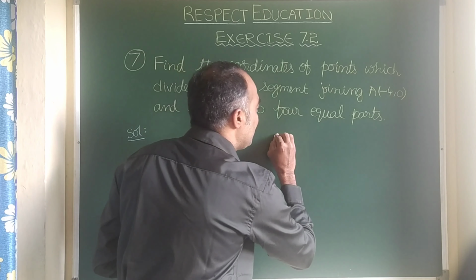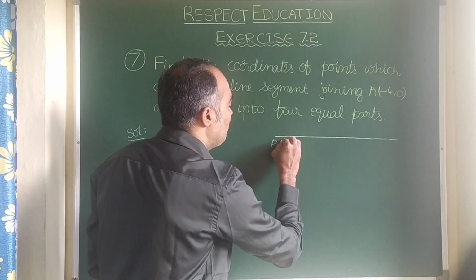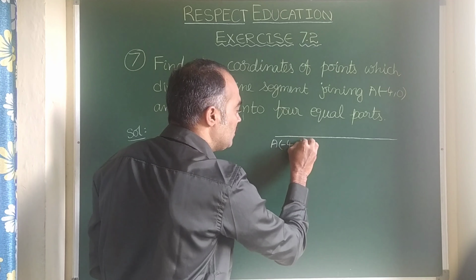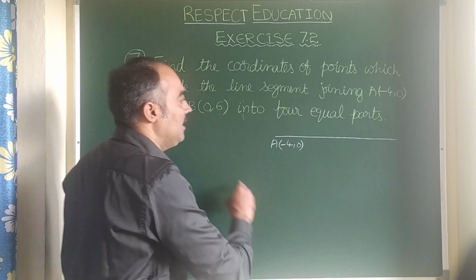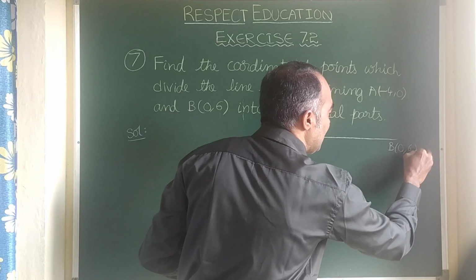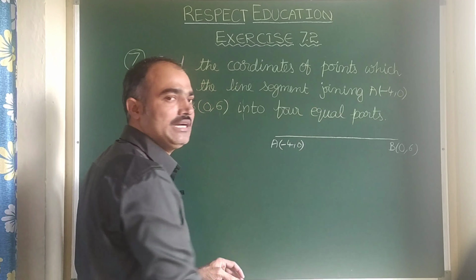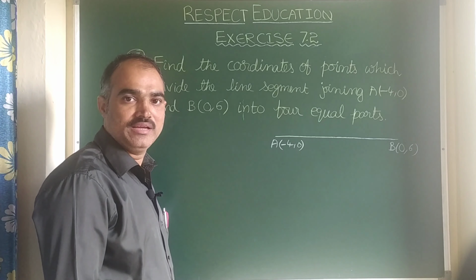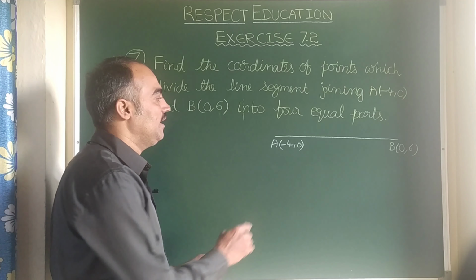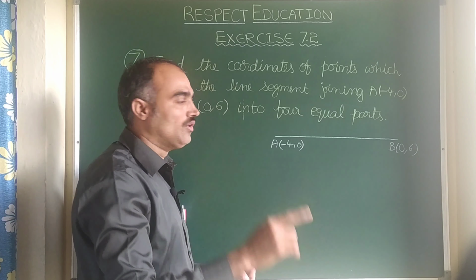So first let us draw A(-4, 0). This is the first point, and B(0, 6). This is the ending point. Now this line segment is to be divided into 4 equal parts. See, it is very easy. When we are asked to divide into 4 equal parts, let us do one thing.